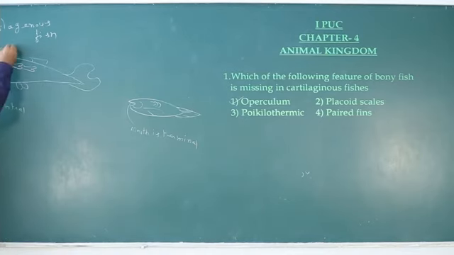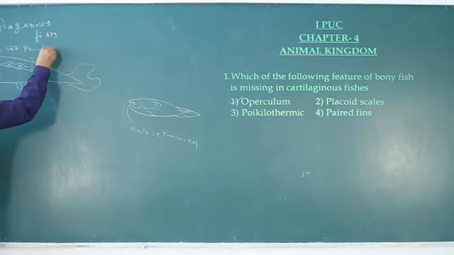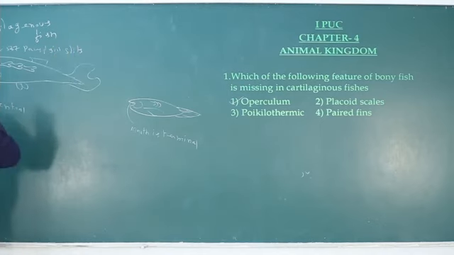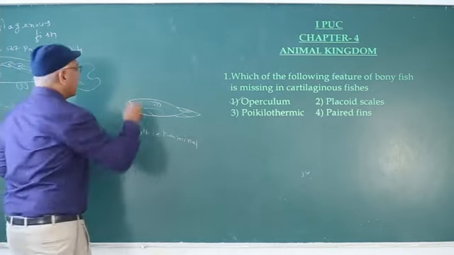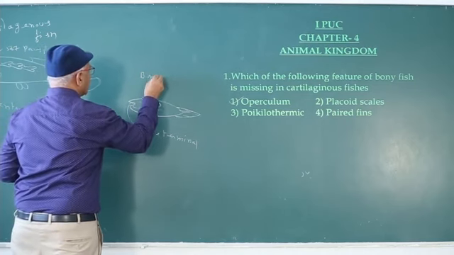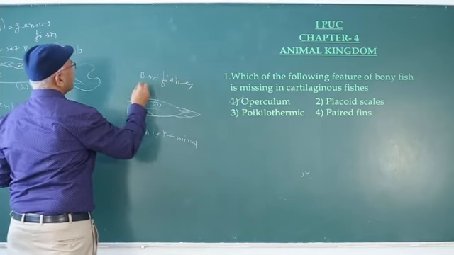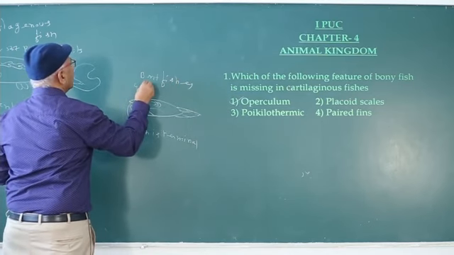In cartilaginous fishes, 5 to 7 pairs of gill slits are present. Gill slit is a cut-like aperture. Within the gill slit, gill is present. 5 to 7 pairs of gill slits are present in cartilaginous fishes. In bony fishes, 4 pairs of gill slits. Only 4 pairs.